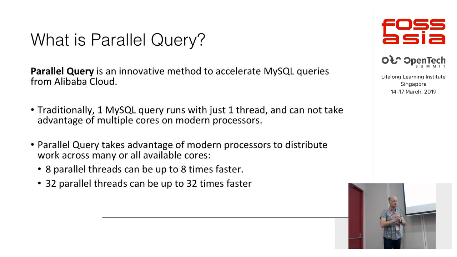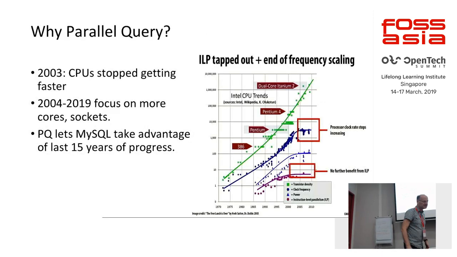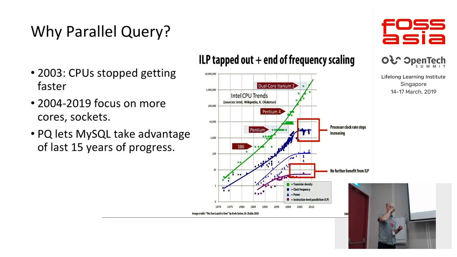What we want to do is to be able to use multiple threads to execute one single query, in order to use more of all the processors that modern computers have. So the goal is that if you use 8 parallel threads, you can go 8 times as fast as if you use a single thread. And why this is needed is because for the last 15 years, processors have stopped getting any faster. But what makes computers faster is that you add more and more cores to the computers. So we want to take advantage of all these cores.